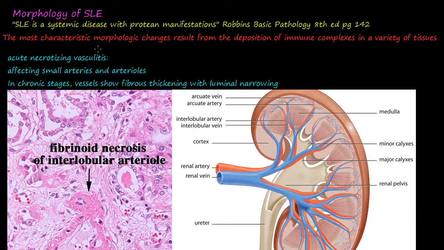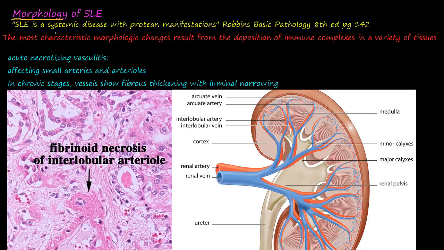In the last video, we talked a lot about the diagnostic criteria for SLE, what it kind of looks like, how you diagnose it. We also talked about the etiology and pathogenesis, what's the current theory of how the disease happens. In this video, we're going to talk about the morphology of SLE, kind of what it looks like under the microscope and then on a macroscopic level.